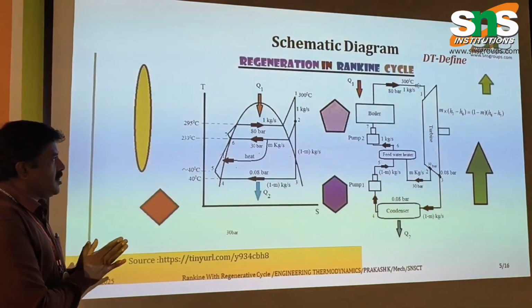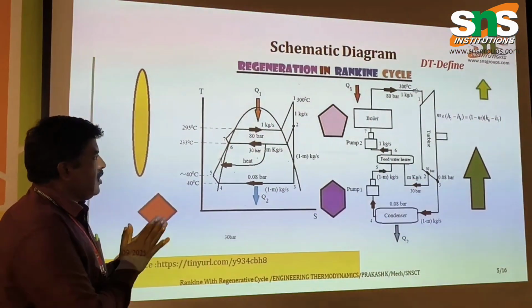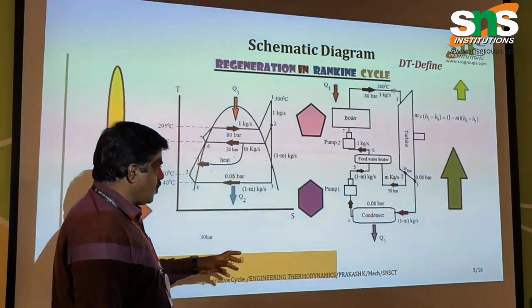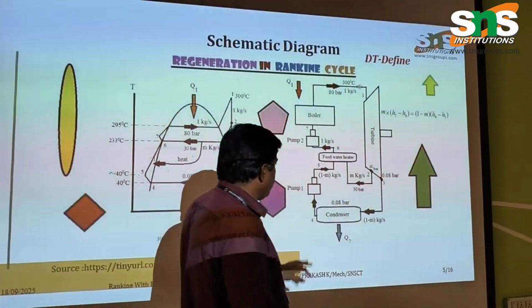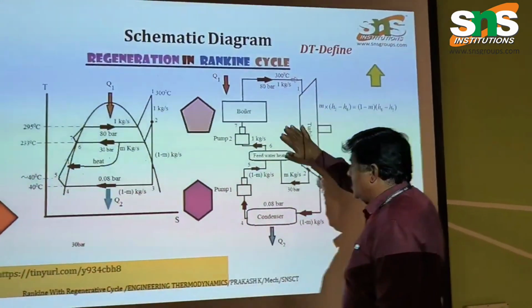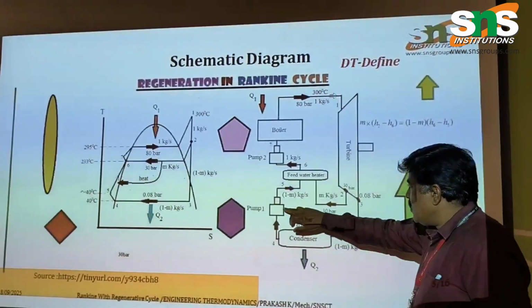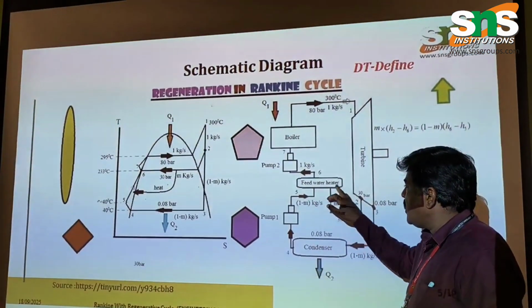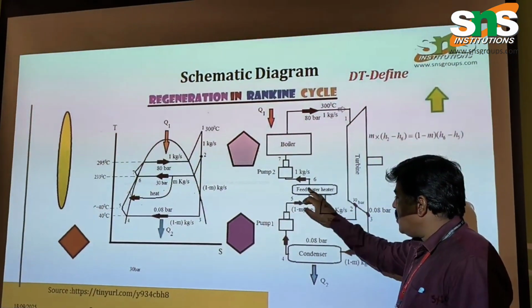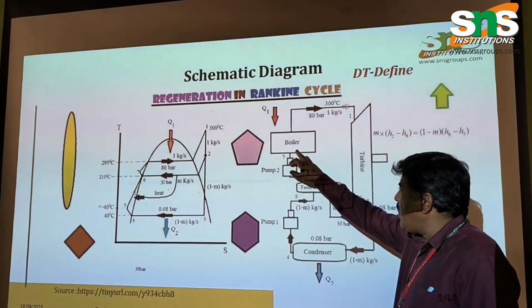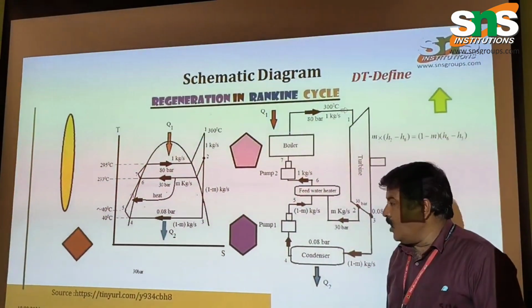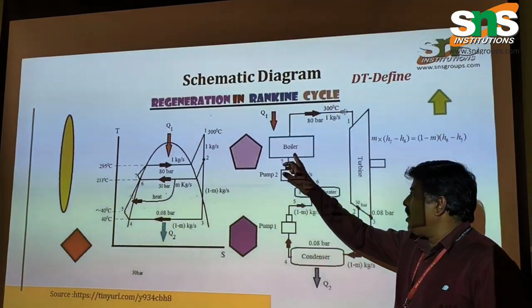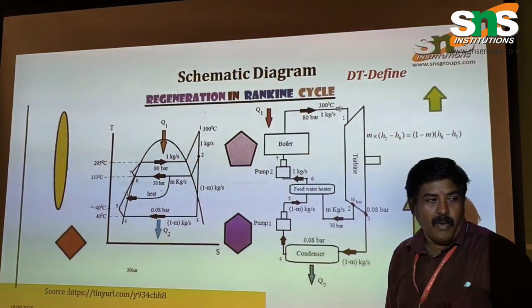Now let us see in detail how the process takes place. As we discussed, there are two pumps here. This is the feedwater heater. Here the feedwater is going to the boiler. In the normal Rankine cycle, this water is not heated. Only the heating takes place in the boiler.